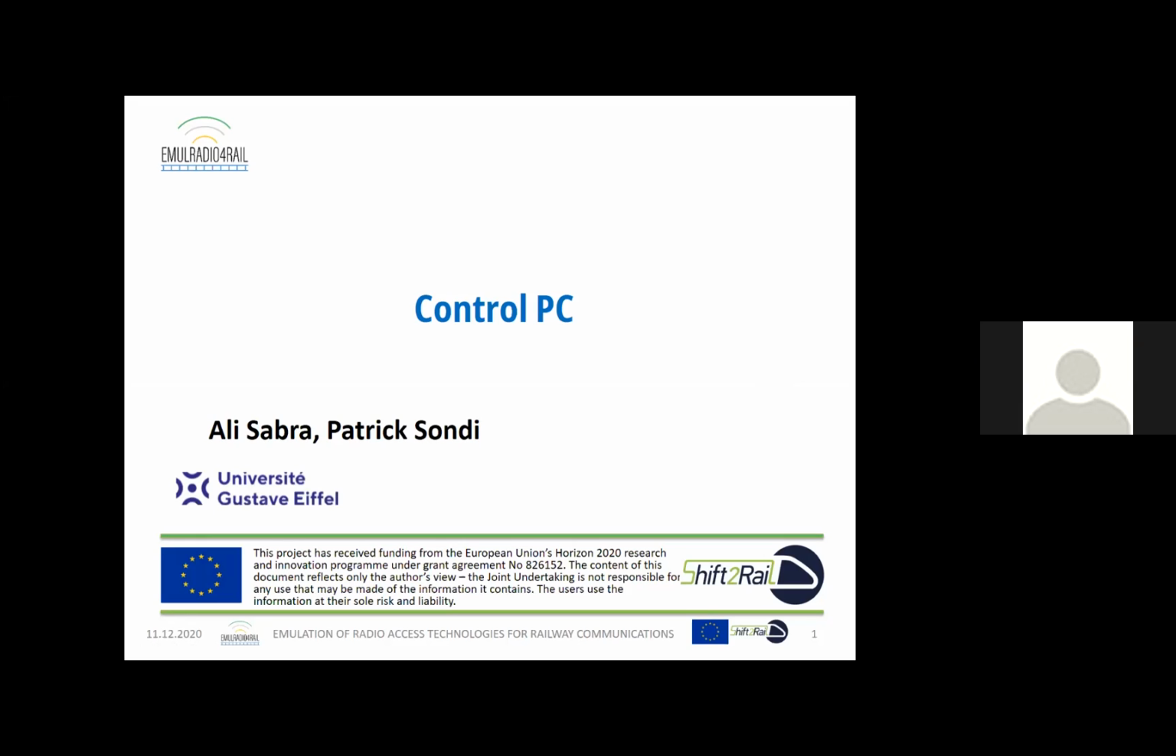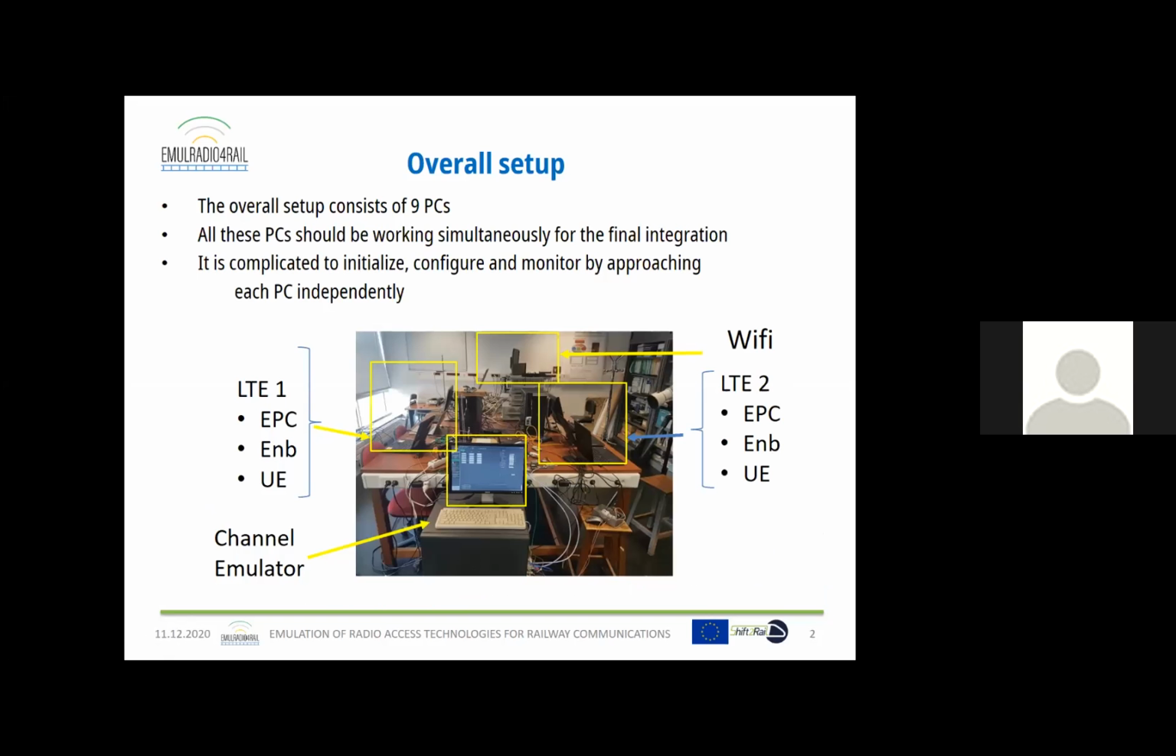And now I present to you the control PC that we have used during our test within the framework of the Emulradio4Rail project. Just to describe, as already explained before, each LTE system consists of 3 PCs: the EPC, the eNodeB, and the UE. We also have the Wi-Fi platform that consists of 2 PCs, as Sofiane and Laurent explained. The number of equipment to be controlled simultaneously during the final integration with the PropSim channel emulator is 9.